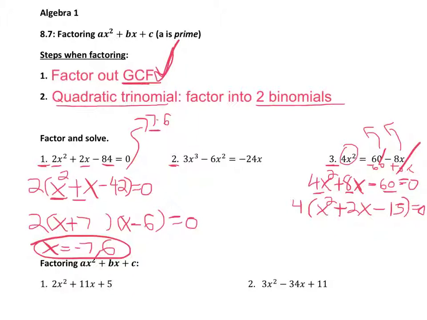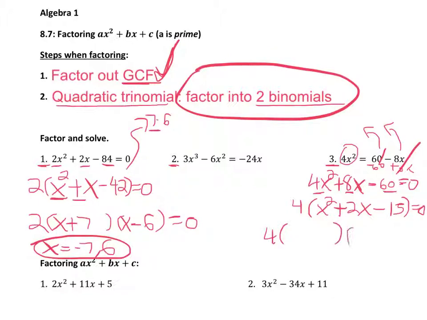I have the quadratic trinomial. Now I want to factor it into two binomials. So I'm going to have the 4 on the outside. And then I set up the two binomials. Set it equal to 0. Now again, first I'm going to have x in each. Since the last one is a negative, it tells me I'm going to have a plus and a minus.